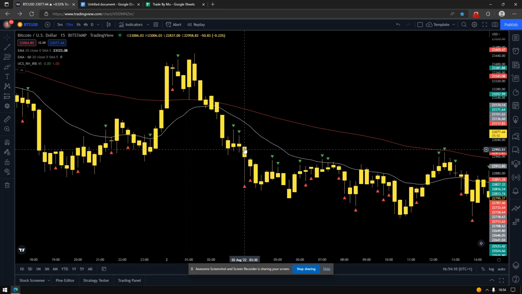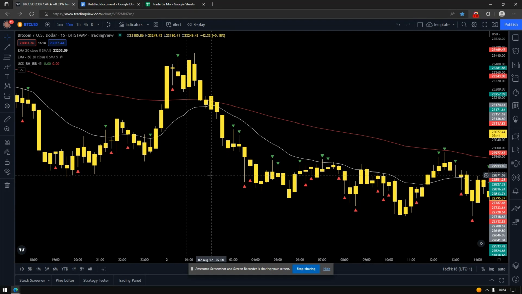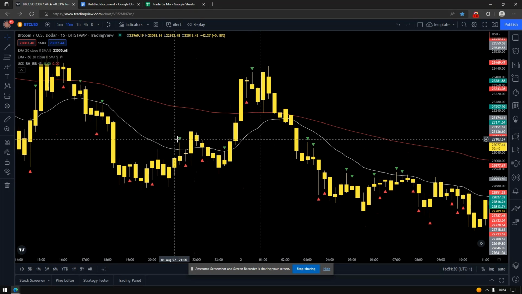Your stop loss will be right above the candle with the triangle, and then you go for 1.5 times the risk. The same applies for a buy. You wait for the white to be above the red, and then you wait for the green triangle.